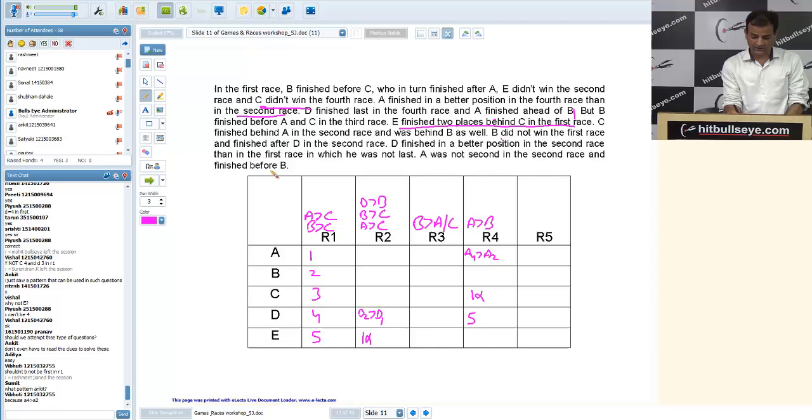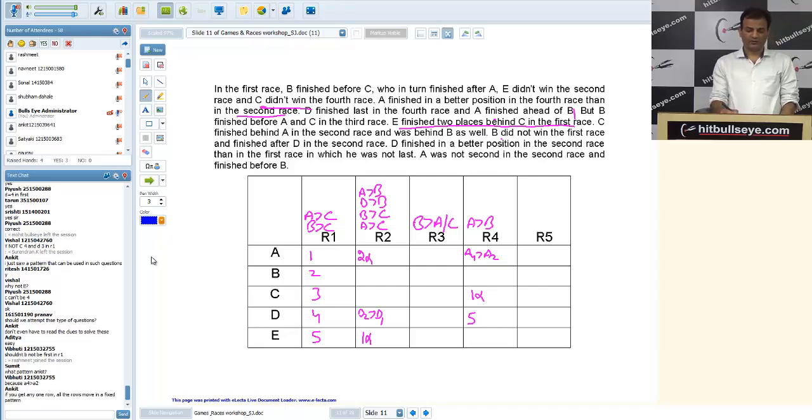Okay. A was not second in the second race. Here it is given A was not second in the second race and finishes before B. So A is also greater than B. Now this is the data, students, which is given, and after that you have to manage. Now we have done with race 1. Now in race 2, more information is given.